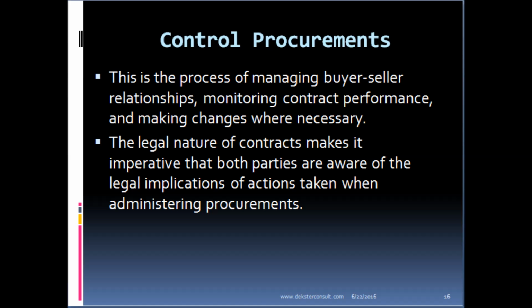Our next process is the control procurement process. This is the process of managing buyer-seller relationships. Now, this buyer-seller relationship has been established in the conduct procurement process. So we manage the relationship, we monitor contract performance, and we make changes when necessary.